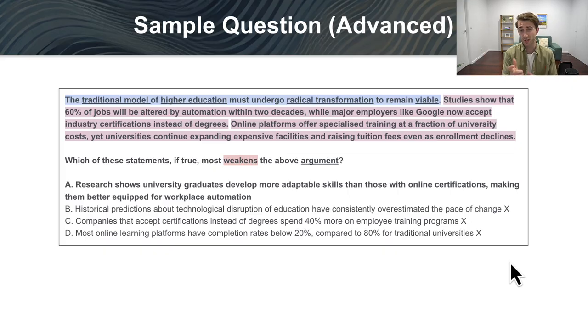And so once again, you can see the steps we need to go through. Step 1, find the conclusion. Step 2, find the keywords. Step 3, look at the statements. Pick the one that, in this case, most weakens the conclusion and includes the keywords, which A did do. So that's kind of the key takeaways from this video.